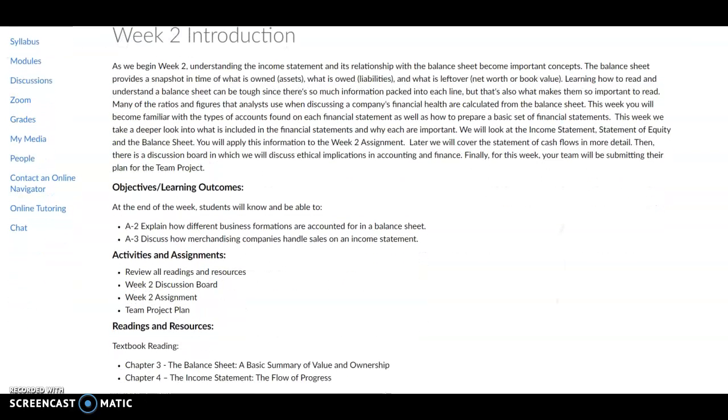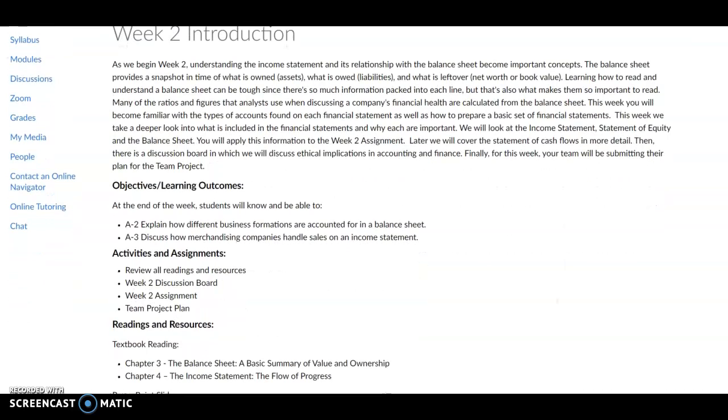As we begin Week 2, it is very important to understand the income statement and how it relates to the balance sheet. The balance sheet is going to give us a snapshot in time of what is owned, the company assets, what is owed, the liabilities or the debt of the company, and what is left over. Here we see it referred to as net worth, book value, and we'll also see it referred to as owner's equity.